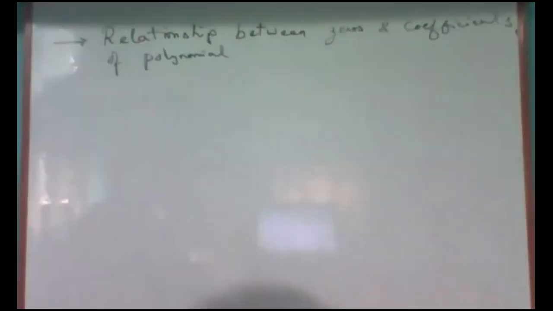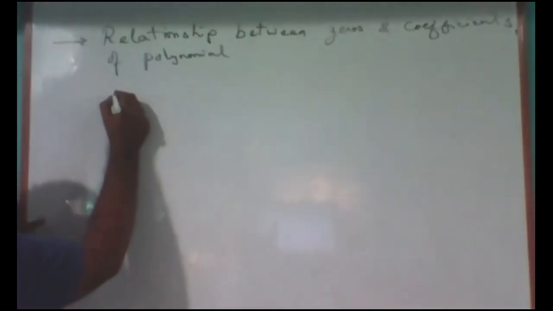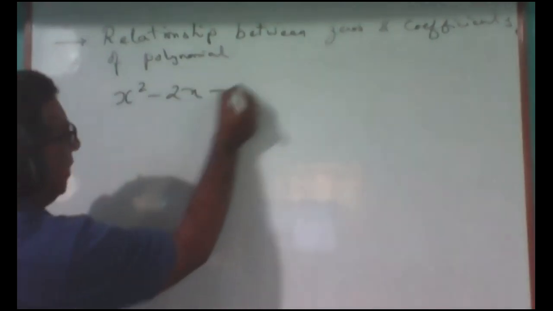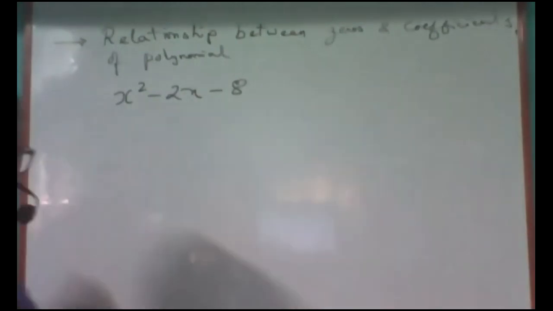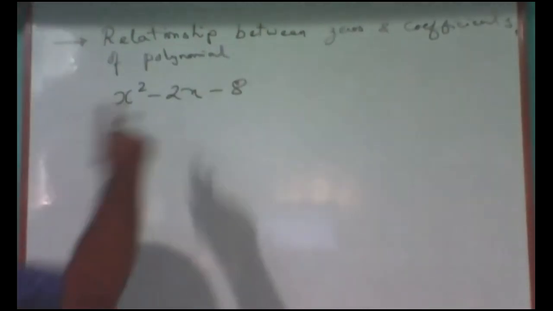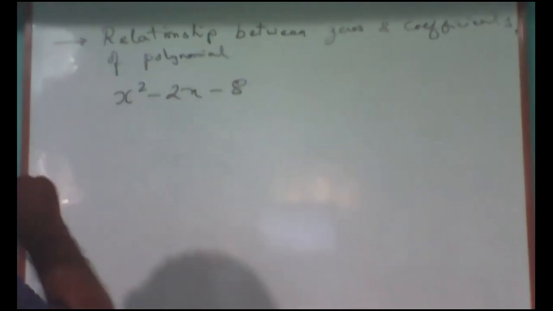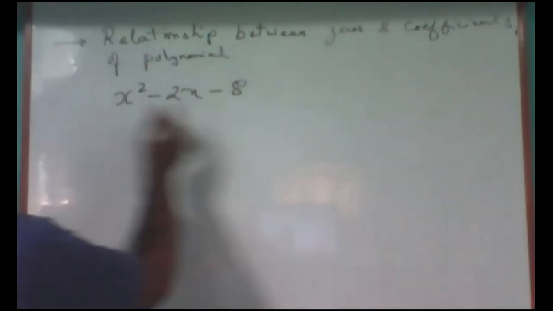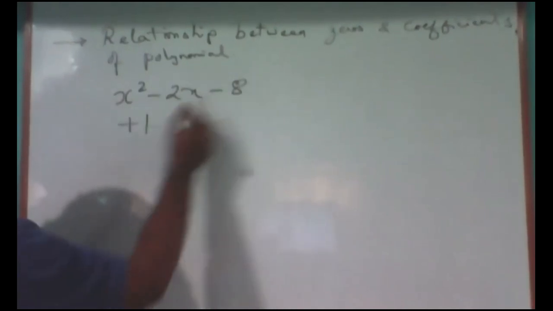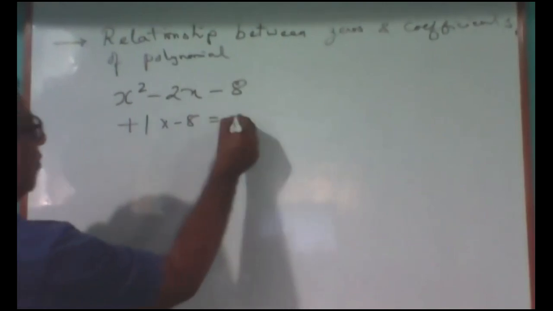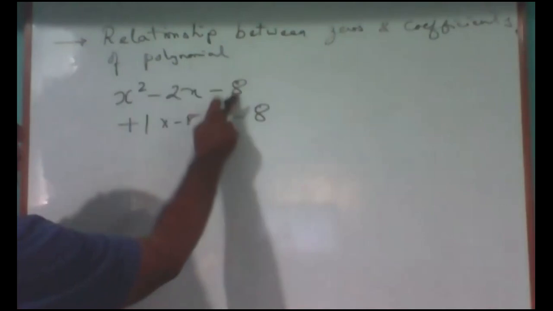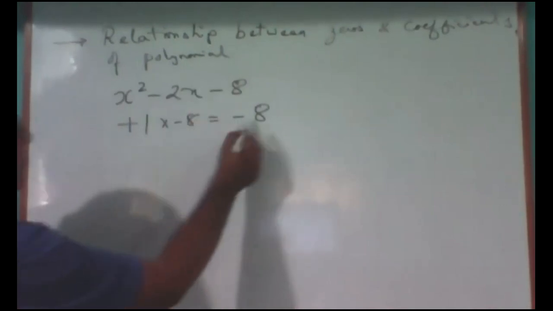On the board you can see x square minus 2x minus 8. How do we do the splitting of the middle term? I hope you know you have to factorize it. First of all, we'll multiply the first coefficient, which is 1, and the last coefficient, which is minus 8. The product of the first coefficient and the constant coefficient is minus 8.